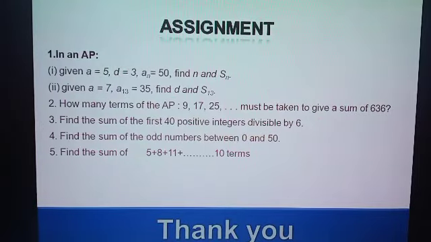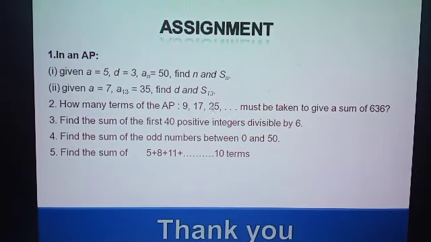Next you have the assignment, children. From this topic which we have discussed today, you will be getting 2 marks. So the assignment sums are: in an AP, given a is equal to 5, d is equal to 3, an is equal to 50, find n and Sn. So first you find n by using the nth term formula, and then you find Sn.